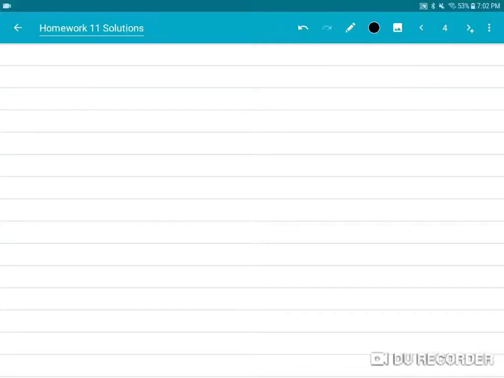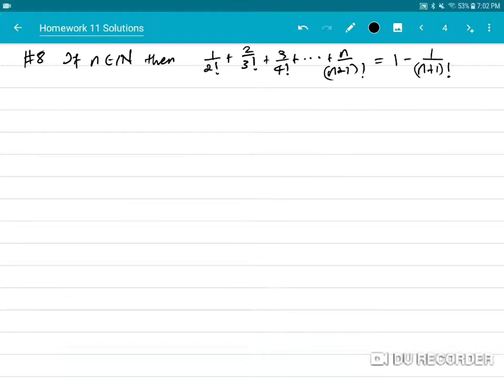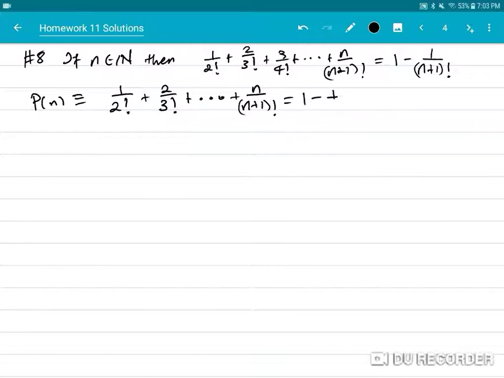Okay, I'll be doing an induction problem on this one. So this is the statement we want to prove. First we give it a name. Let's call it P of n. The statement for n is 1 over 2 factorial plus 2 over 3 factorial plus ... plus n over n plus 1 factorial equals 1 minus 1 over n plus 1 factorial. This is the statement we want to prove, so we name it P of n.